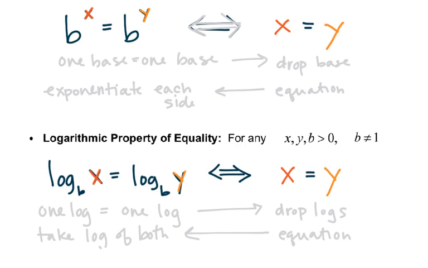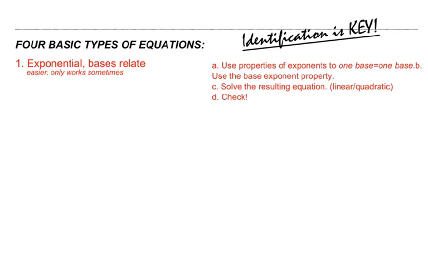Okay, so we've got these two properties here, and we can use them in either direction. More commonly, what we'll be doing with exponentials would be dropping that base on either side. And with the logarithms, again, if you've got one log equal to one log, we can drop those logs. So let's look at some basic equations to solve. We have 4 basic types of equations. We have exponential bases relate, and then we have exponential bases do not relate. So I'm going to detail each of these two types of exponentials, and then we have two types of logarithms.